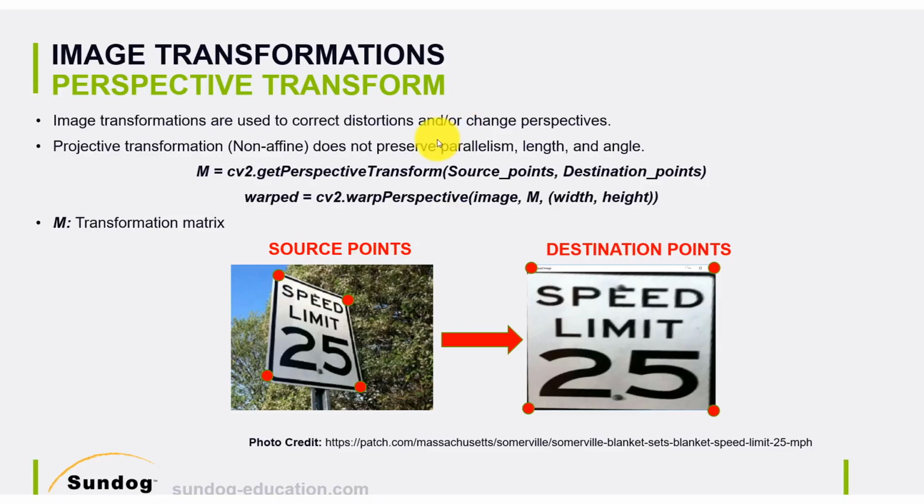To summarize, here we are performing what we call a projective transformation, or non-affine transformation, which doesn't preserve parallel lines, lengths or angles. Some lines might be parallel while others are not, and when we shift them, we force them to be parallel. That's what we call the non-affine or projective transformation. In a very simple form, we provide the source points and destination points, obtain the transformation matrix, and then use warpPerspective with the matrix and the image to give me the warped image.